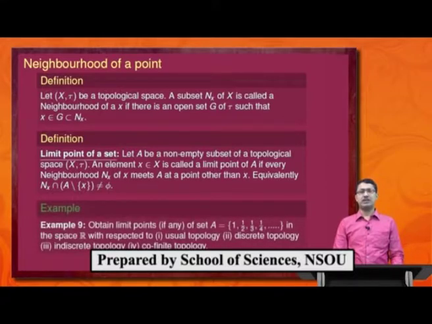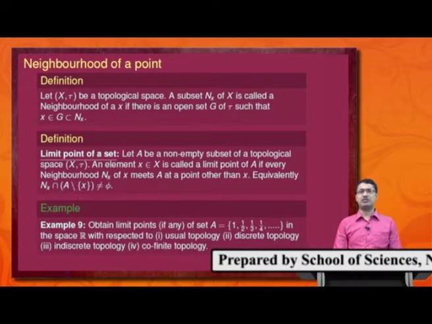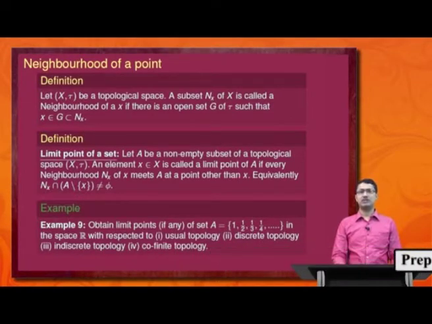For example, we obtain the limit points, if any, of the set A equal to {1, 1/2, 1/3, 1/4, and so on}. It is a well-known set, and in the space R we consider the topologies: first the usual topology, next the discrete topology, then the indiscrete topology, and also the cofinite topology.